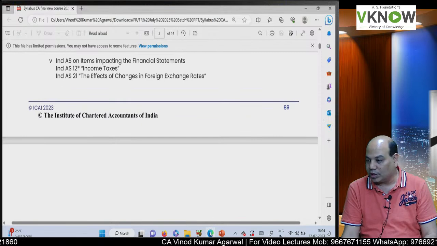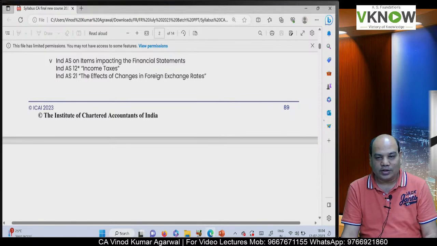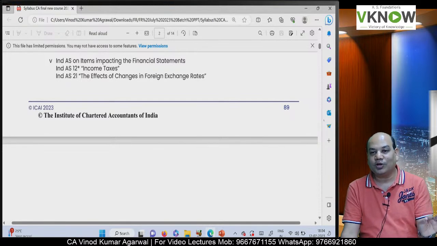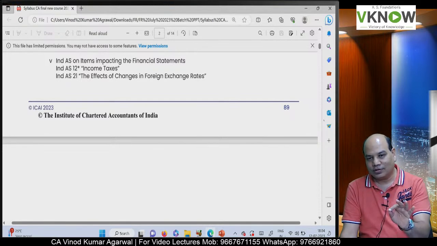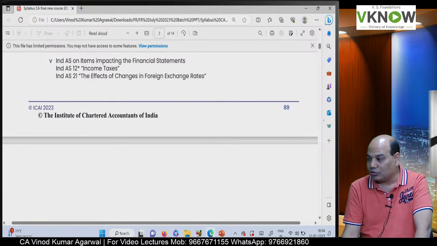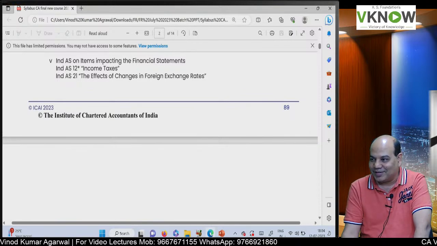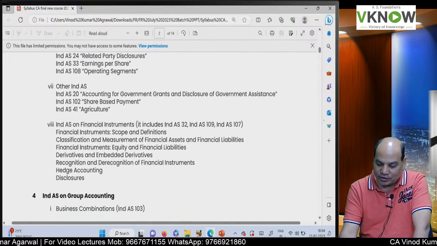Then Ind AS on items impacting the financial statements, like Ind AS 12, which is income tax, but not the direct taxes which you learn. It is how to do the accounting of income tax in the books of account and their presentation. Ind AS 21, your favorite standard of intermediate, AS 11, which you studied: effect of changes in foreign exchange rates.